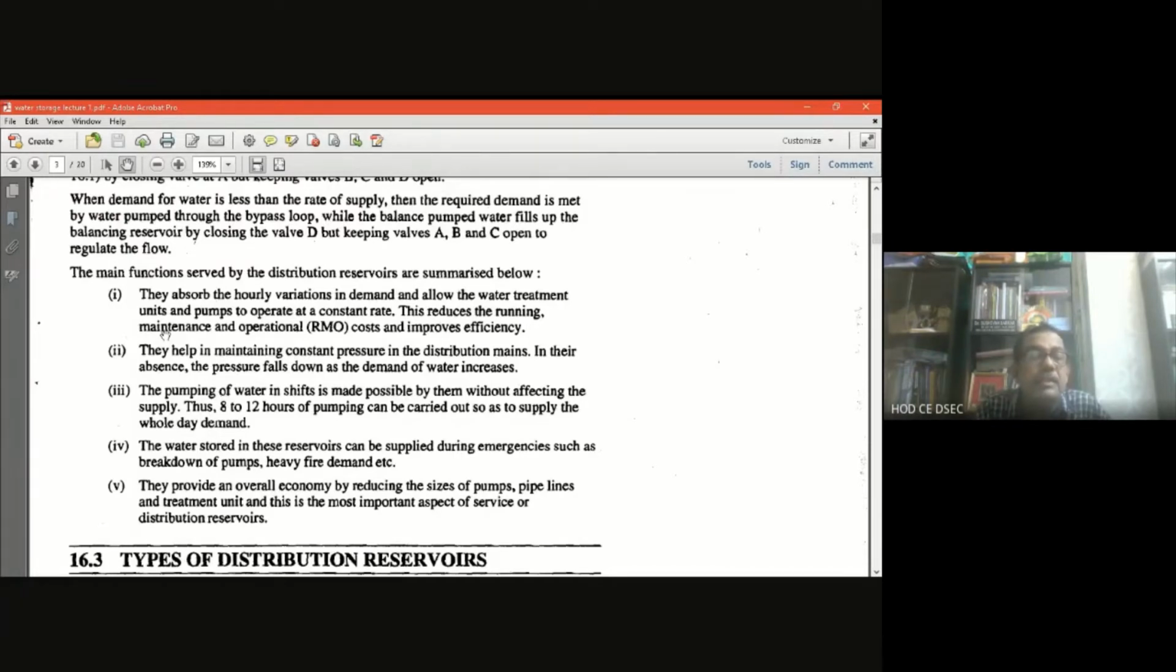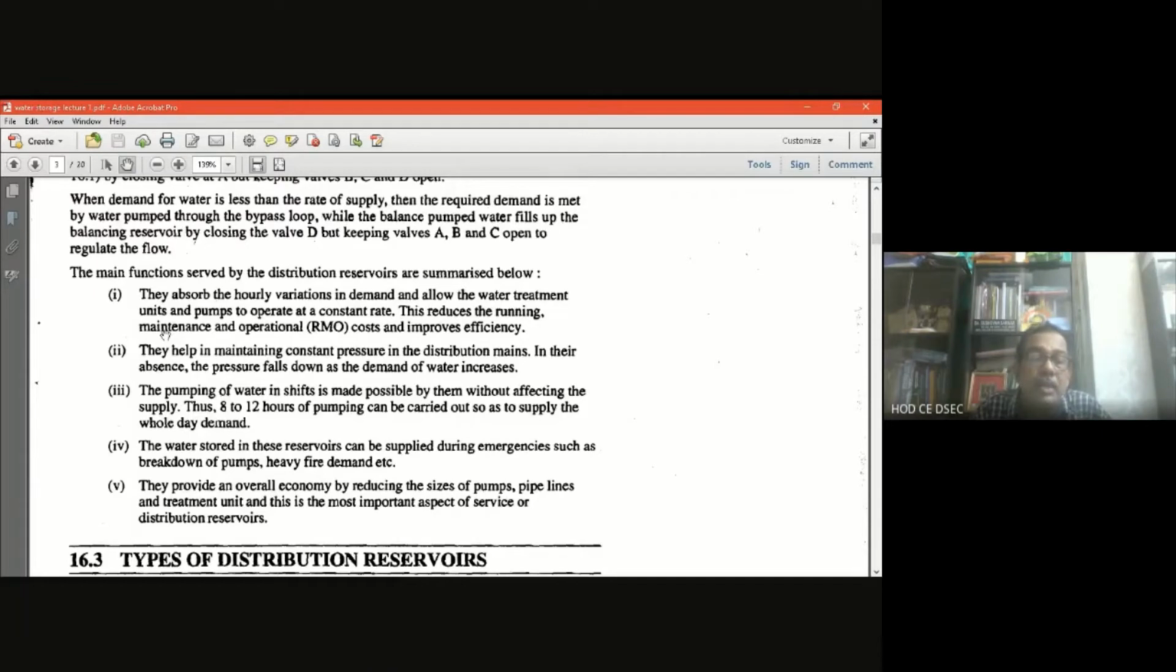Number three function: the pumping of water in shifts is made possible. Suppose in the morning I can supply the water for 8 to 12 hours, because throughout the 24 hours it may not provide the supply. So an 8 to 12 hour intermittent supply, on a shifting basis, is possible without affecting the supply.